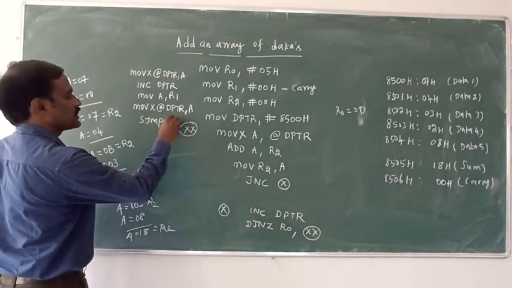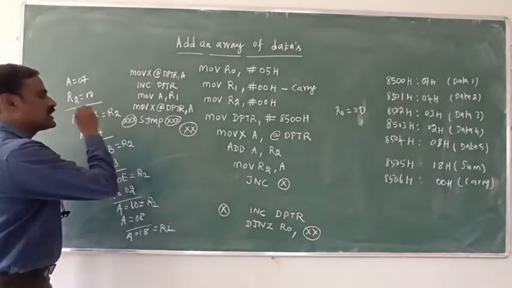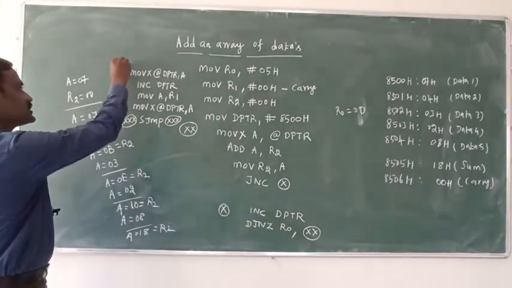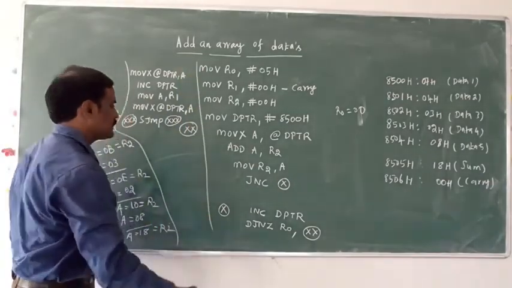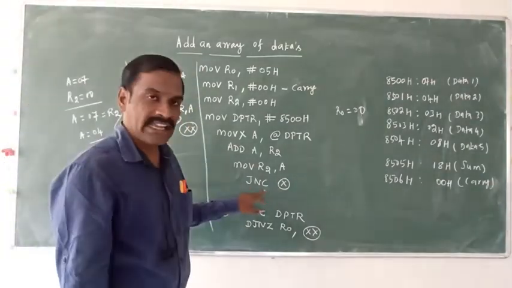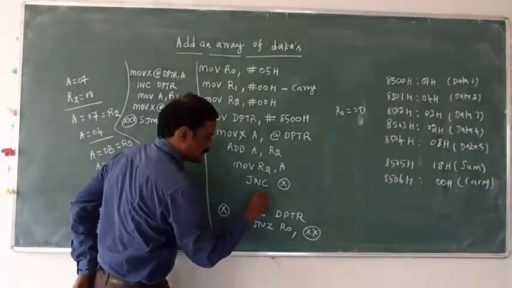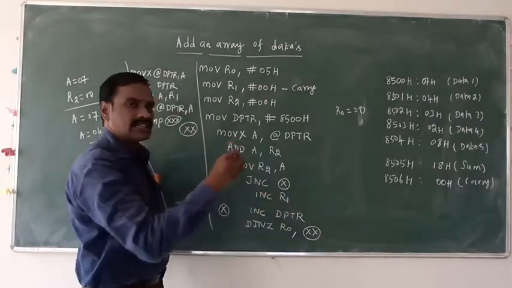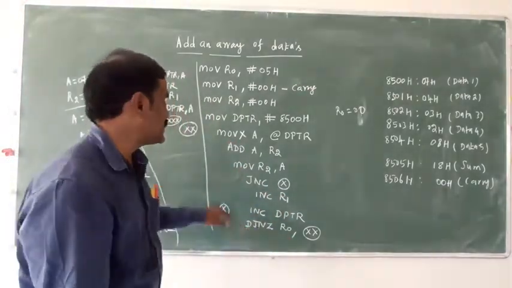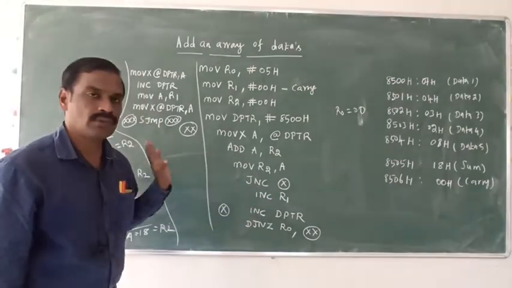At the end of the program it will jump to the last memory address location of the program. Suppose if the result has any carry, then we increment the carry register content a single time, INC R1. After that, increment the data pointer. It will repeat the same process. If any carry, then increment; no carry means directly jump to here.